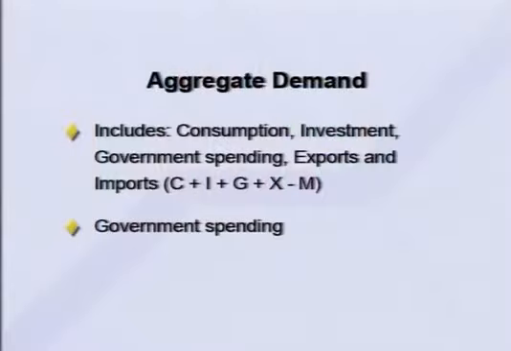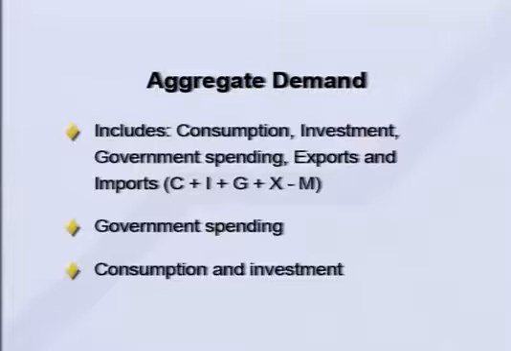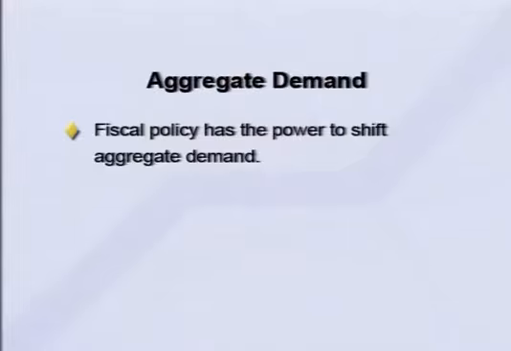If government spends a lot more money, that tends to increase aggregate demand. It's also true that the consumption category, C, and the investment category, I, can be strongly affected by tax policy as well. Tax cuts can increase consumption and investment. Tax increases could slow down consumption and investment. Thus, key point, fiscal policy has the power to shift aggregate demand. It can increase the amount of aggregate demand in the economy or decrease it.